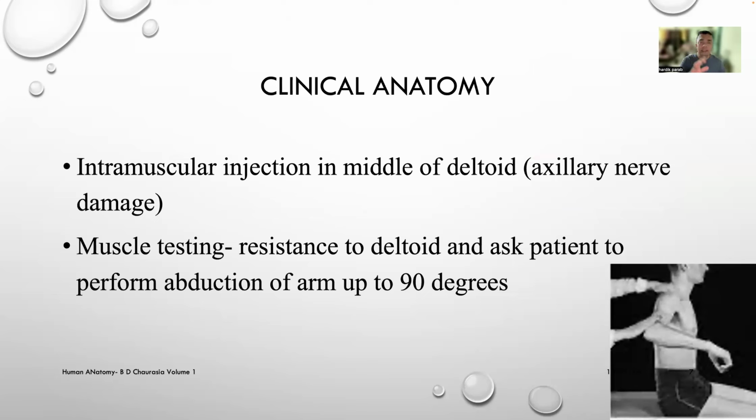So first, clinically we should remember that the deltoid is one of the sites where we give intramuscular injection. Many a time we give injection in the deltoid area, mainly in this middle fiber. Many times, if the person giving the injection is not experienced, it can cause damage to the axillary nerve, and deltoid paralysis can happen there.